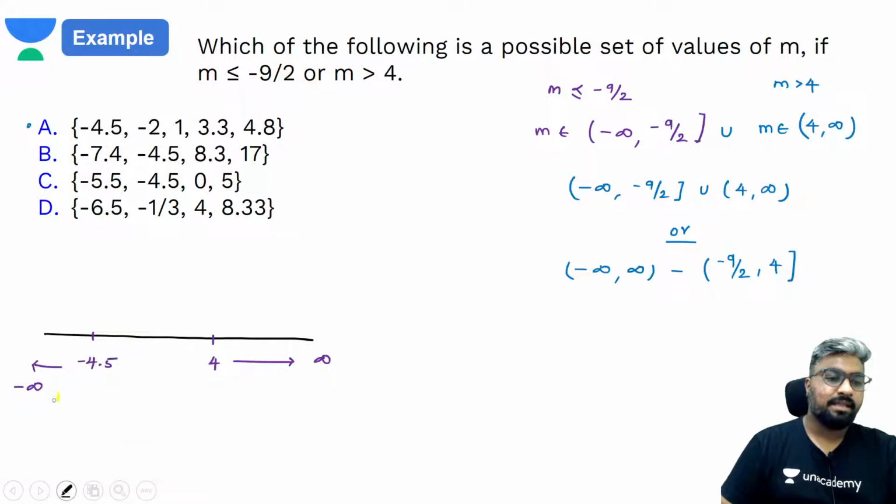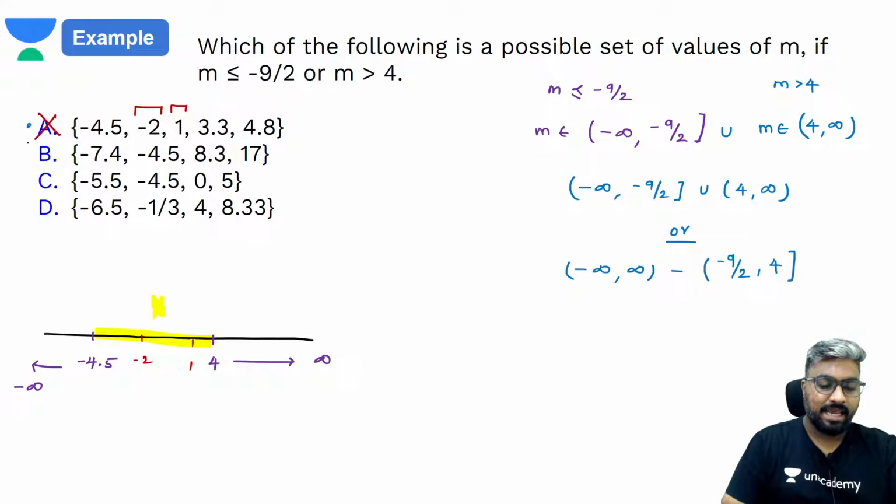Any value between this part will be excluded. So if you come across any of the answer choices where any of these values appear, you can eliminate them. For example, between -4.5 and 4 comes -2. -2 and 1 are a part of this area, right? -2 will come here, 1 will come here, so A is not right. A is wrong. What about B, guys?